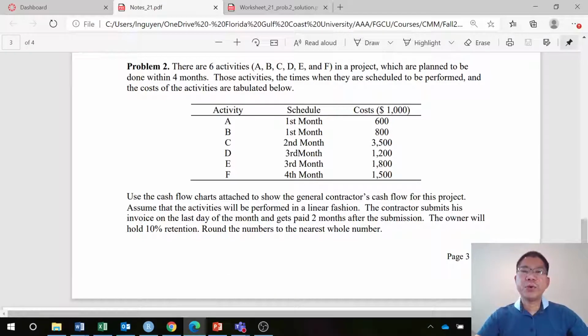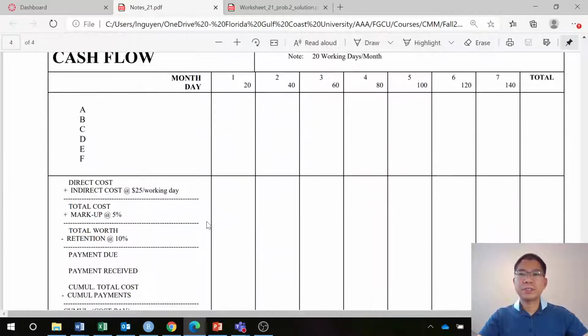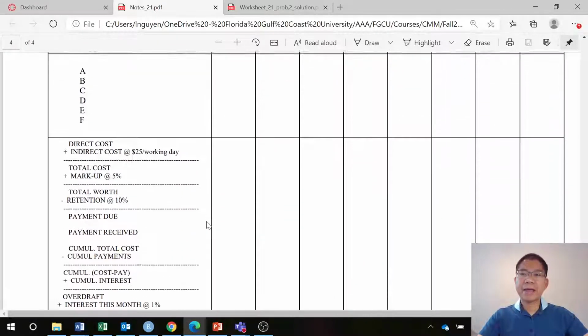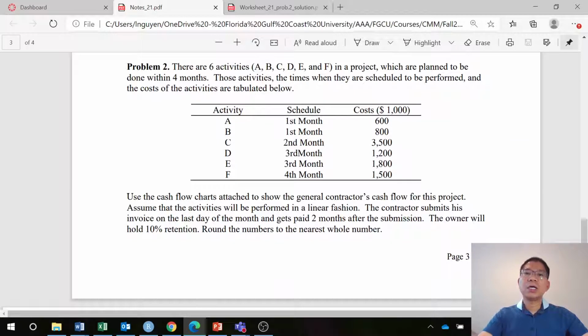In this video, I walk through the solution for problem 2. In the face-to-face class, I print out this extra page of the cash flows with blanks and some other information, and we fill out and complete it for the project for problem 2.